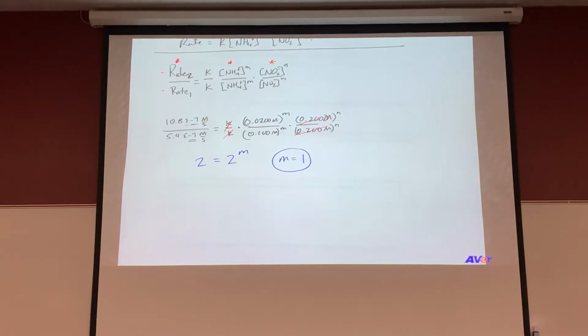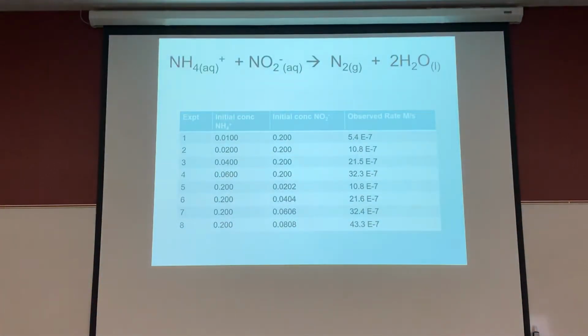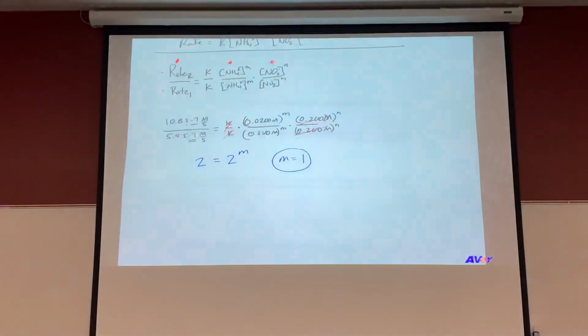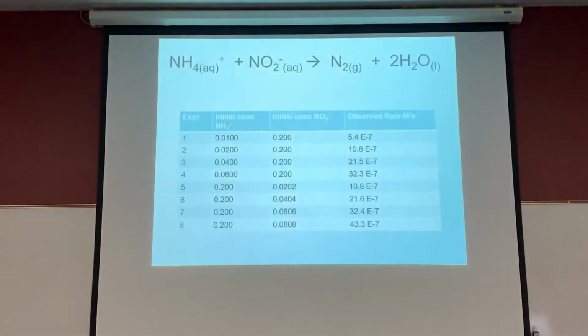You can do the same thing for, say, trials 6 over 5. If you look at 6 over 5, 0.404 over 0.0202, that would divide to give you a 2, right? So 2 to the n equals, and then 21.6 divided by 10.8 is 2. It would look exactly like that one, and you'd end up with 1. Any question about the initial rates method?